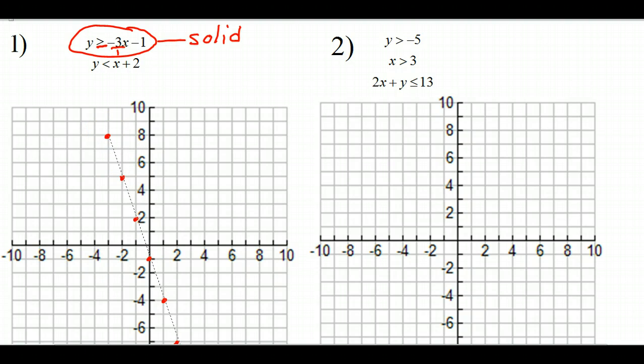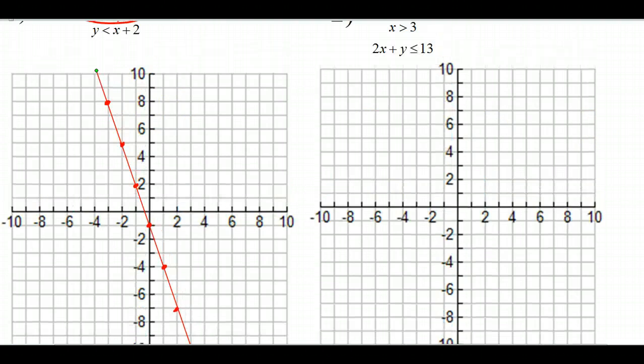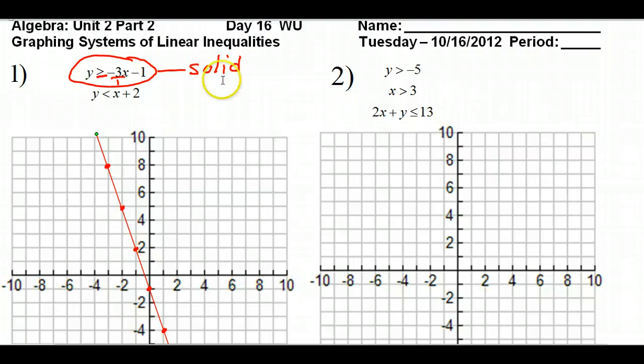Okay. All right. So your line should look something like this. Any questions so far? All right. Now here's what I want you to do. Remember how we shade above or below, depending on this symbol right here. Am I going to shade above or below on this problem, you guys? Above. I hear my two people saying above.